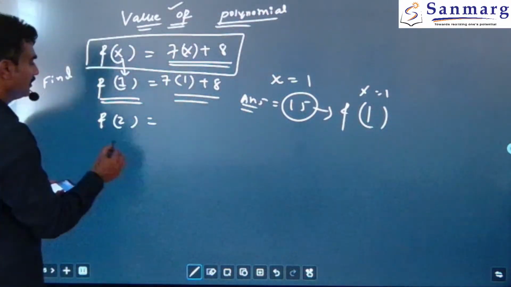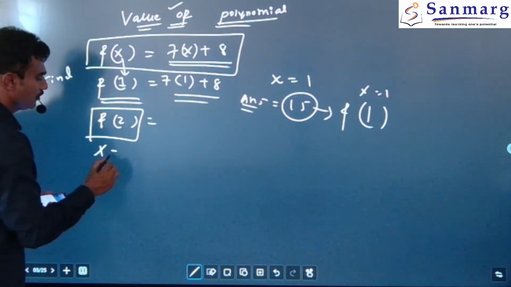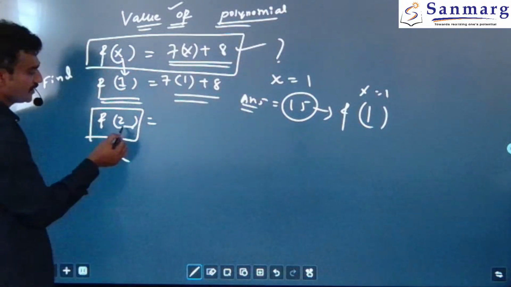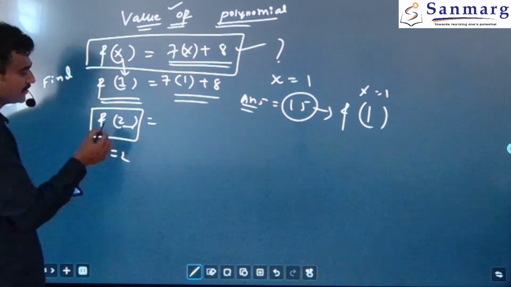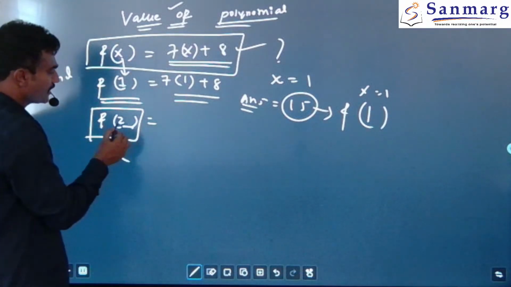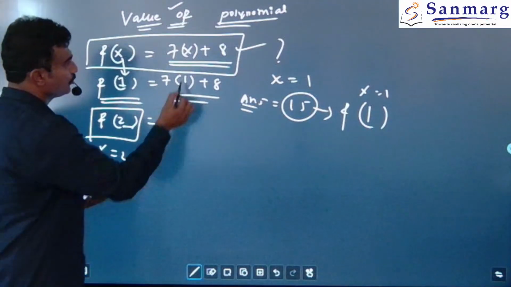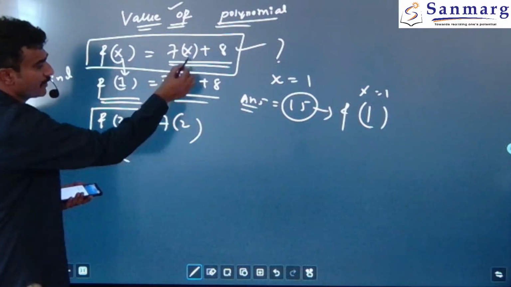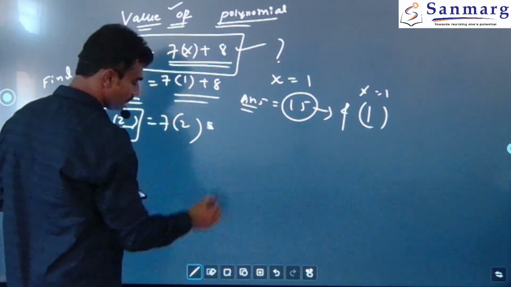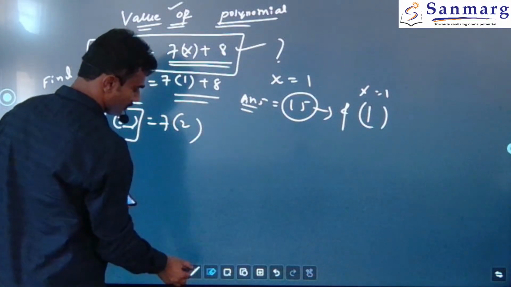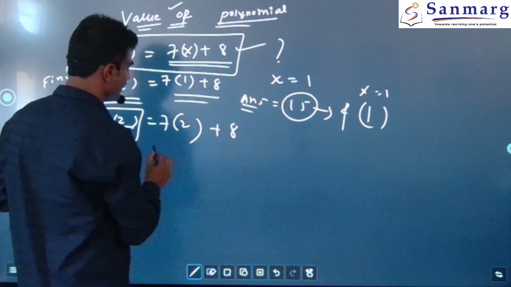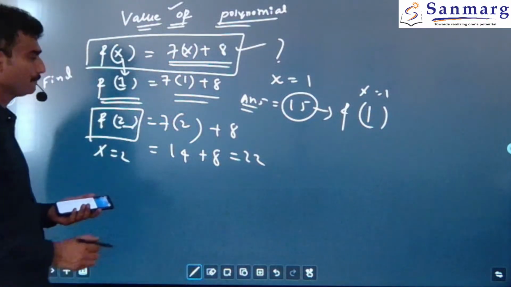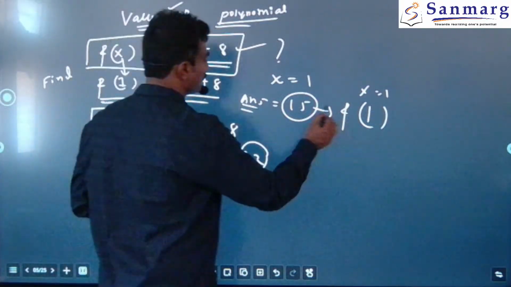Okay. Similarly, when x is equal to 2, what is the value of this polynomial? That is, f of 2 is equal to how much? If you are interested in finding f of 2, then simply put the value of x as 2. Wherever there is x, put 2. 7 into 2 is 14. 14 plus 8. So what is 14 plus 8? It is 22.